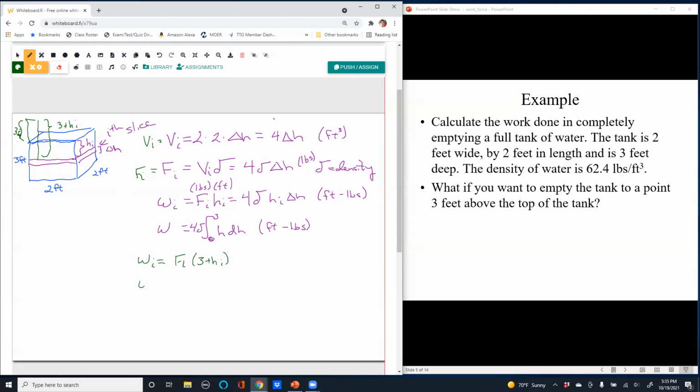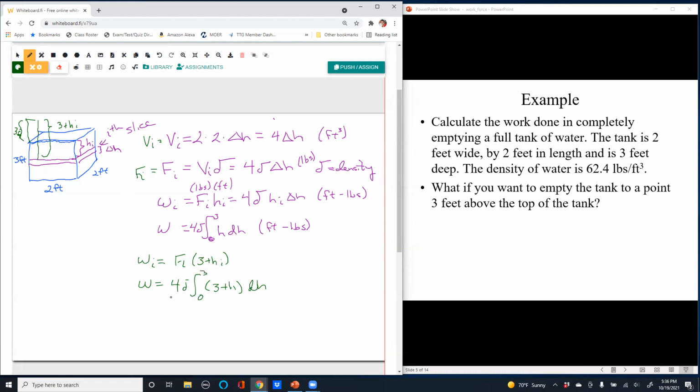So when we go to create our integral for the work, it's going to look very similar. 4 delta, this now will be 3 plus h dh. And now here's the interesting thing. This is going to take a little while to get used to. Remember what we're integrating over. We're integrating over h. H can only go from 0 to 3. So the limits actually don't change either.